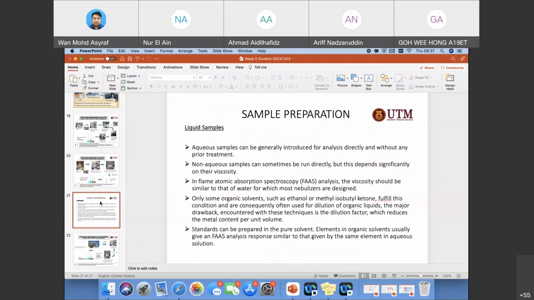Is there any question for solid samples? Is there any question? No? So far none. Alright, thank you. Okay, I'll move on to liquid samples.